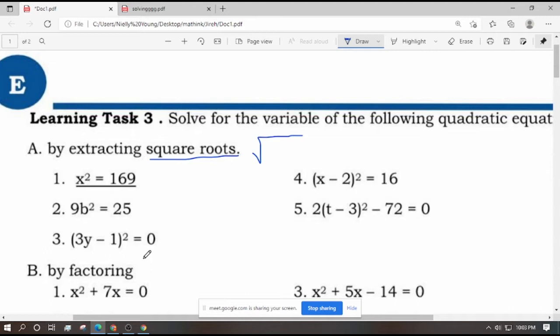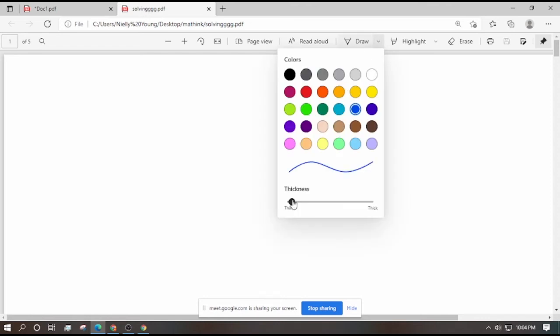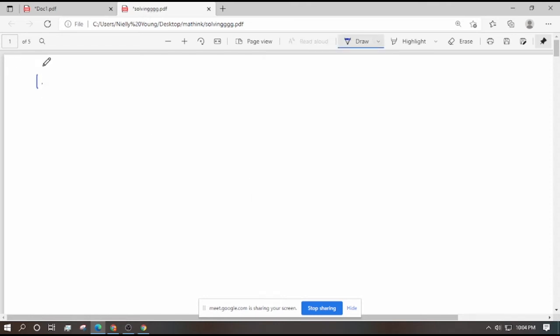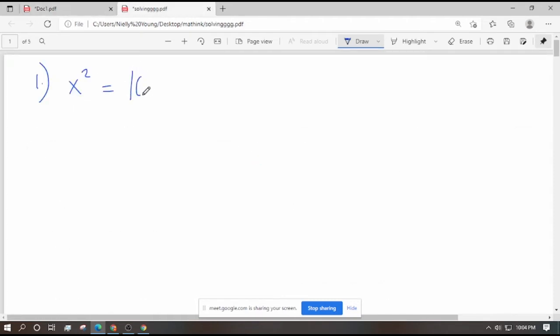Can you hear me well, Jaira? Opo. Okay. So let us start with number 1. I have here a solving paper. I will copy x squared equals 169. Okay, for number 1, x squared is equals to 169.